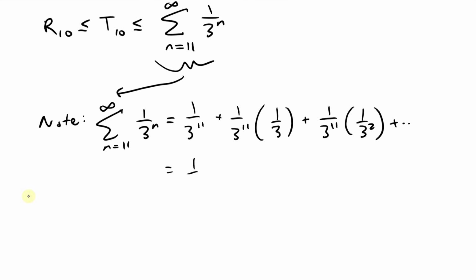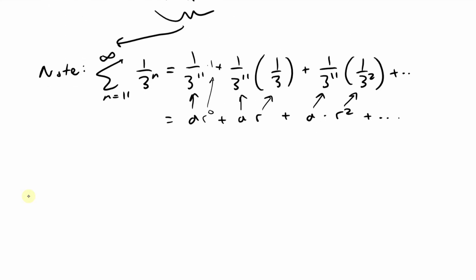So this is going to be a, which is that term, plus a times r, which is this term, 1 over 3, plus a times r squared, and so on, where this is going to be r to the power of 0 times 1, like that. So there it is. That's what we have. As always, just for completeness' sake, write it down, though you should be able to do this all in your head without even having to write it down.